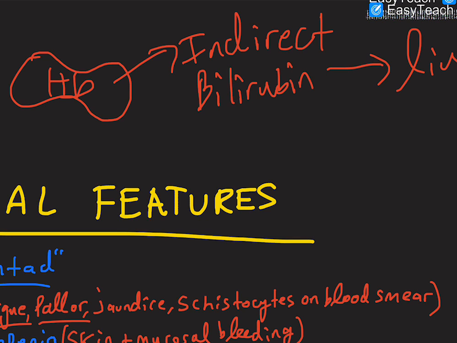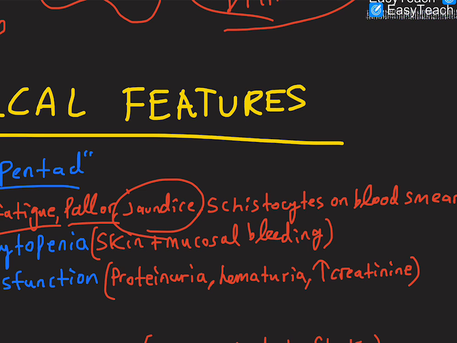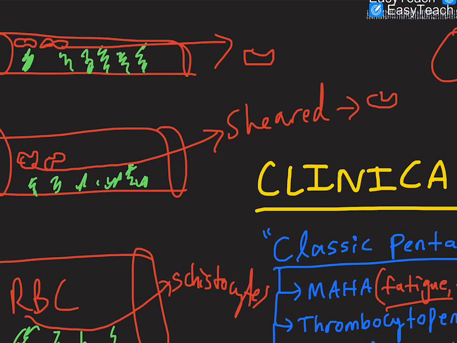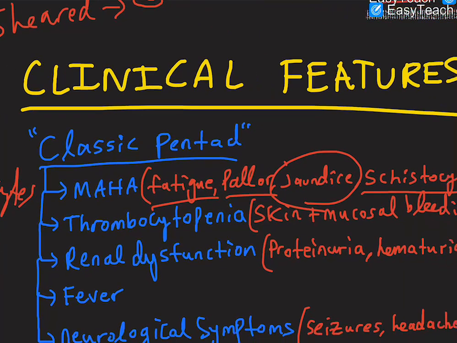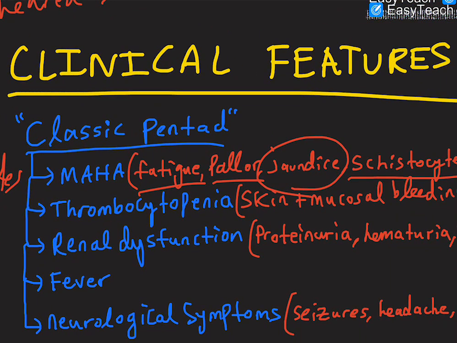But if you're shearing a lot of red blood cells, you may see an increase in your indirect bilirubin levels, which can lead to jaundice. And of course, we'll see schistocytes on blood smear. Why? Because you're shearing your red blood cells across these microthrombi that you're forming due to increased multimers of von Willebrand factor due to decreased ADAMTS13 enzymes.